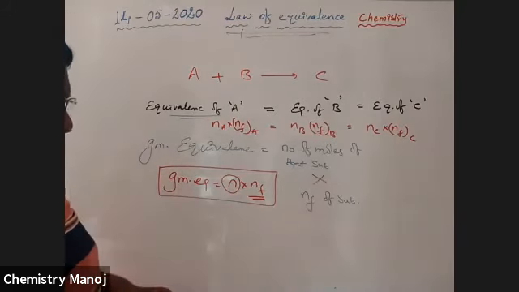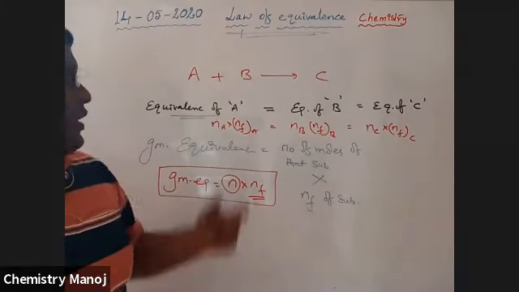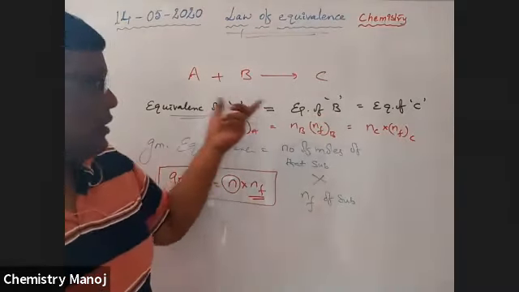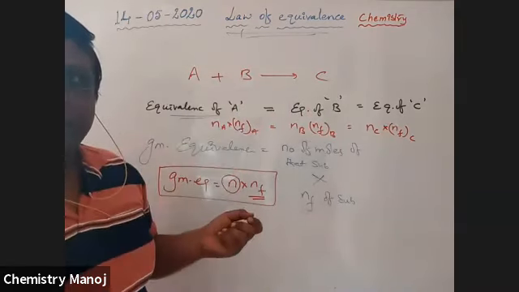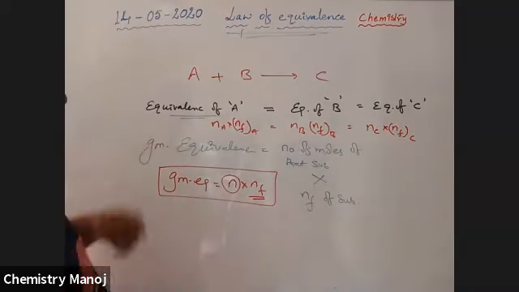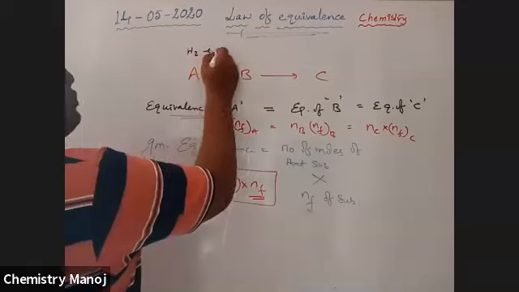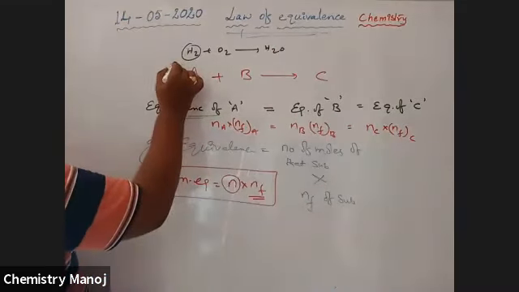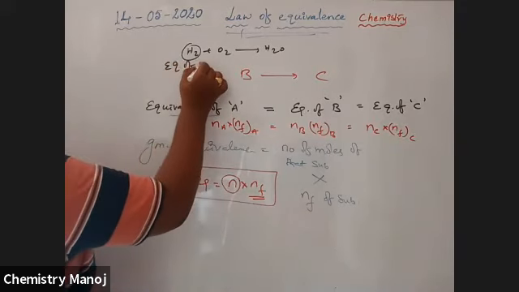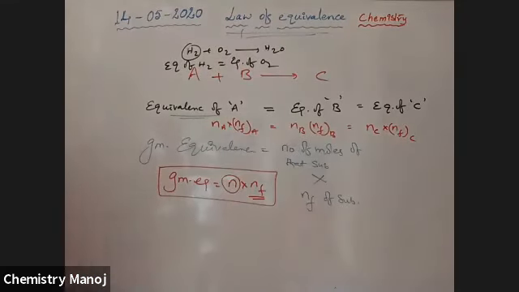Whether the reaction is in a balanced state or unbalanced state, their equivalents are equal. When those substances are involved in the reaction, those reactants' equivalents must be equal. For example, let us take a reaction: H2 plus O2 gives H2O. That means equivalence of H2 is equal to equivalence of O2.